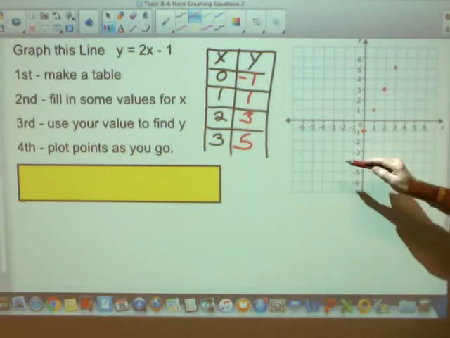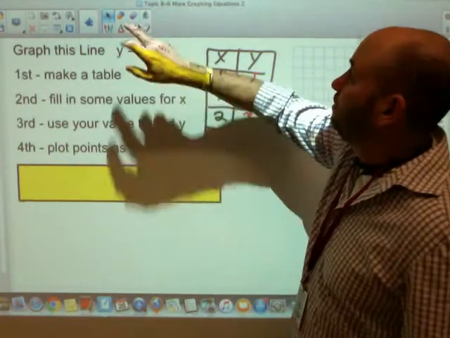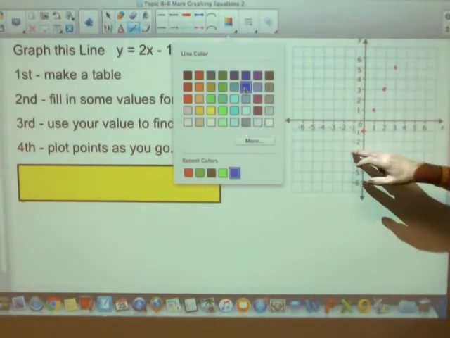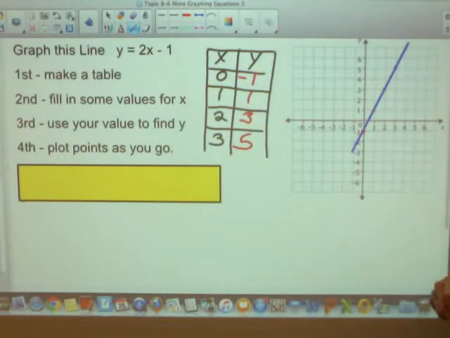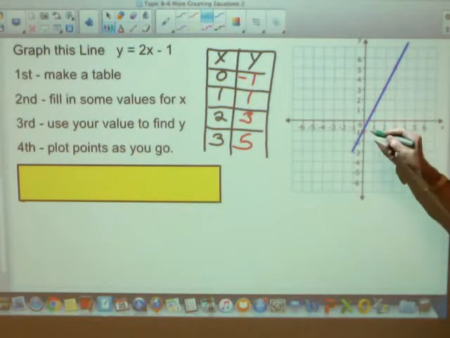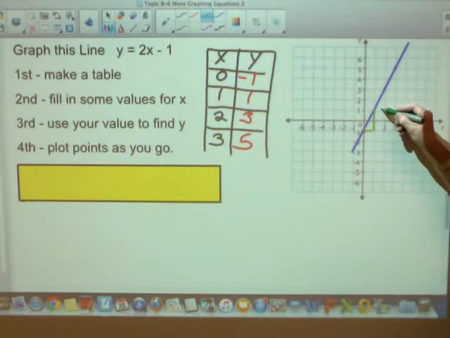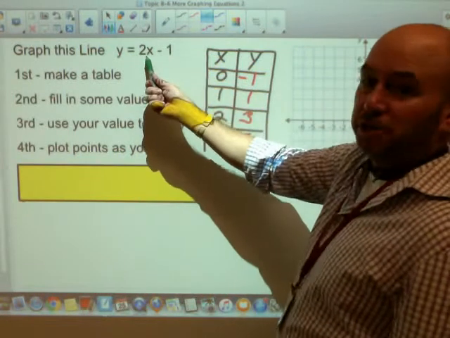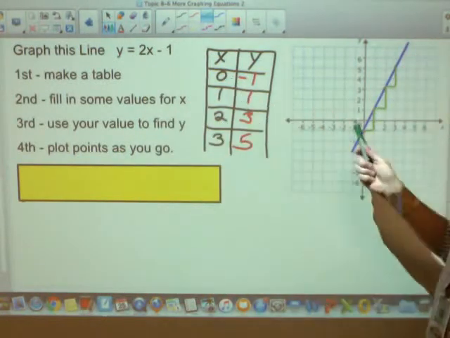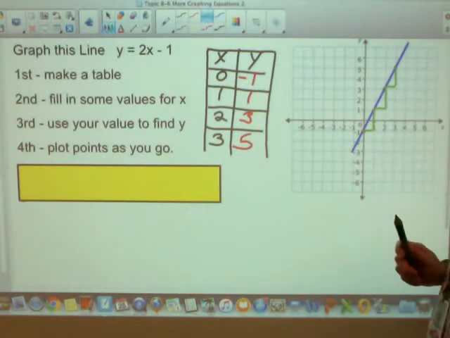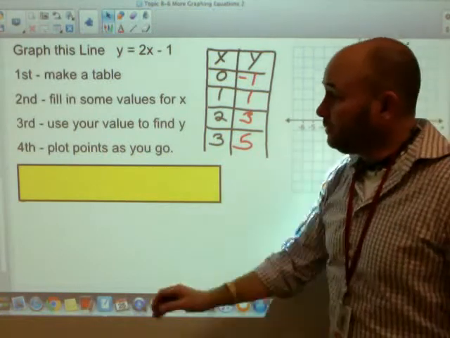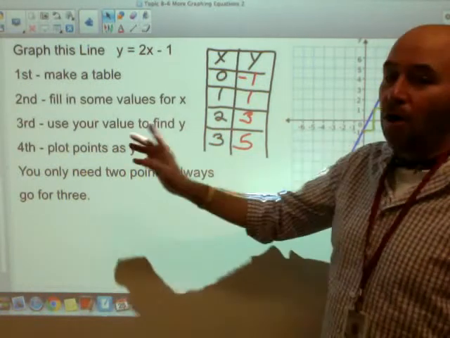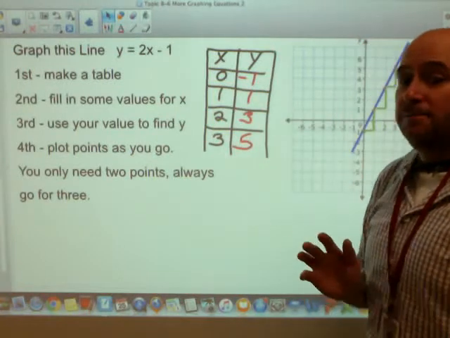So if we make our line through there, make a nice straight line. When you look at this, it goes straight up through like that. And that is a very nice example of going over 1, up 2, over 1, up 2, over 1, up 2. And so when you graph this equation, you can see what the results are. This is a linear equation, and it would go on and on, okay? You only need 2 points to establish a line, but remember, always go for 3, even 4 sometimes, all right?